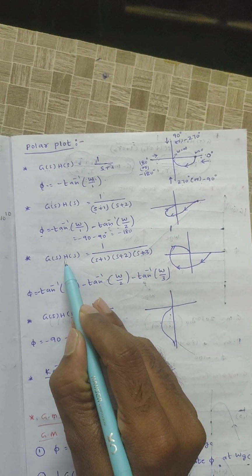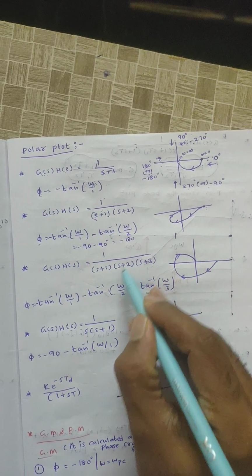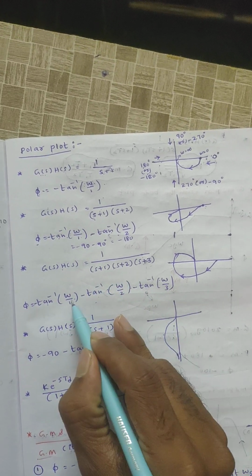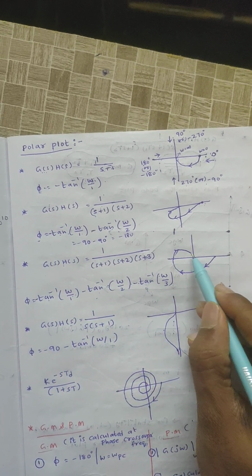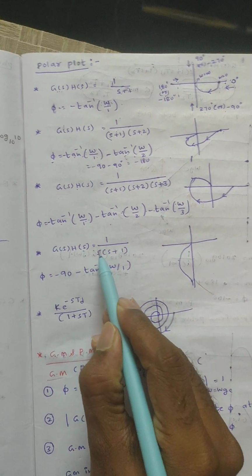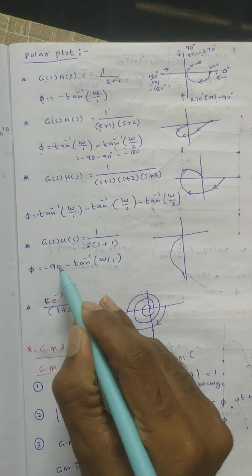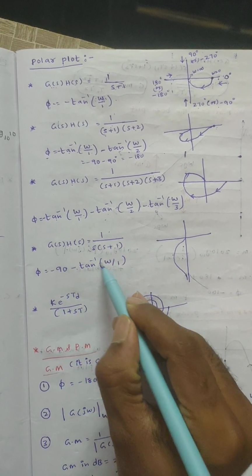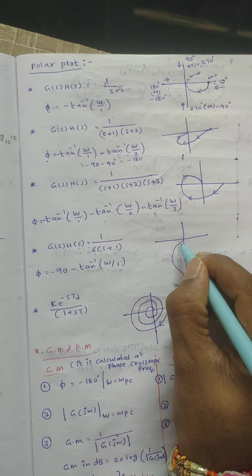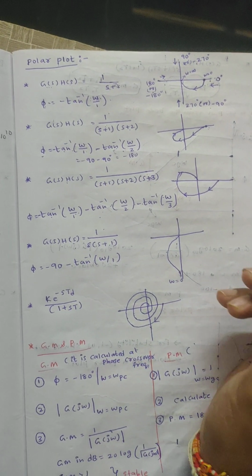Similarly, G(s)H(s) = 1/((s+1)(s+2)(s+3)). When ω = 0, the angle is 0. When ω = infinity, it is minus 90, minus 90, minus 90, that is minus 270. In this way we can draw the polar plot. Similarly for G(s)H(s) = 1/(s(s+1)), the 1/s term is minus 90, and s+1 gives minus tan inverse ω by 1. Here ω = 0 starts from minus 90 degrees, and ω = infinity ends at minus 180. In this way we can draw the polar plot.